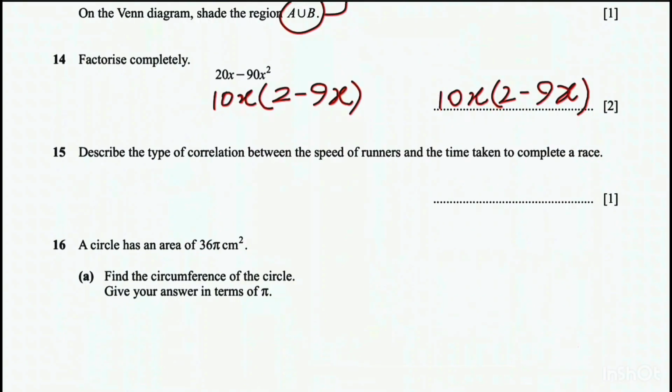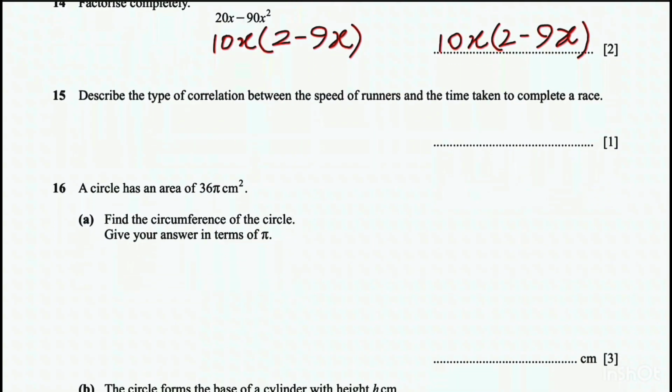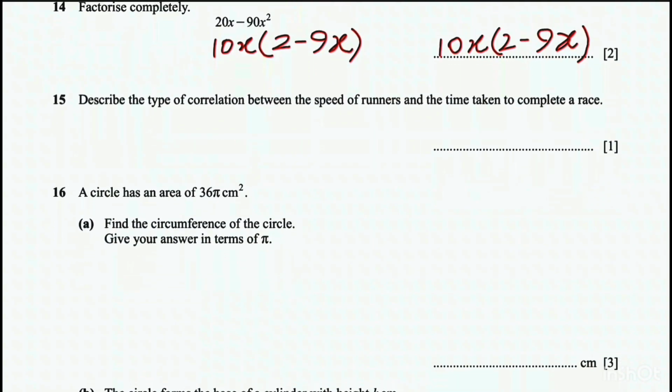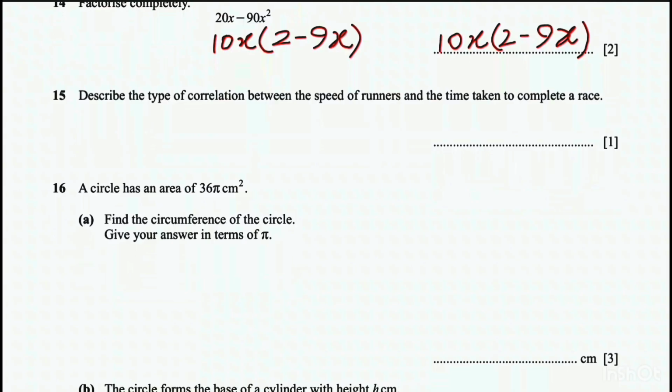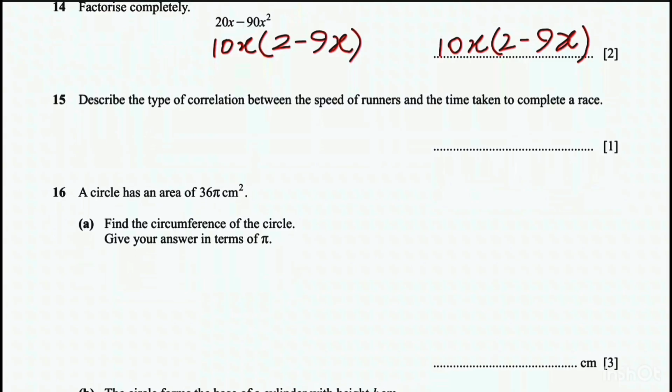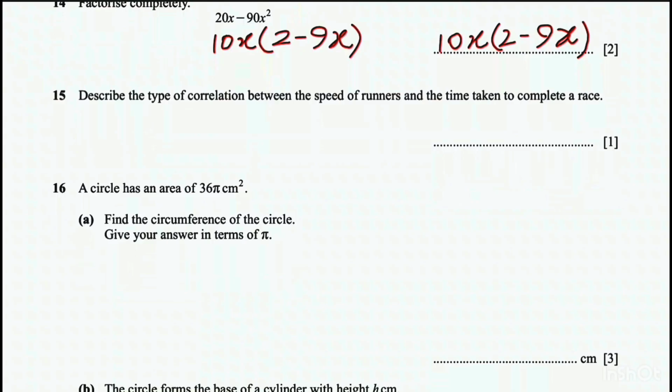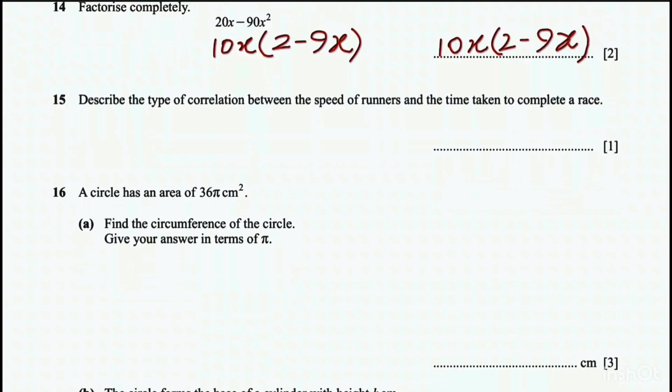Moving to the next question. We have to describe the type of correlation between the speed of a runner and time taken to complete the race. As the runner keeps running, time increases, but his speed will decrease. So it is negative correlation.